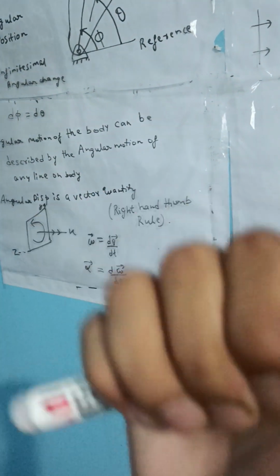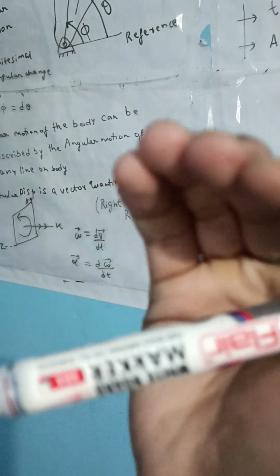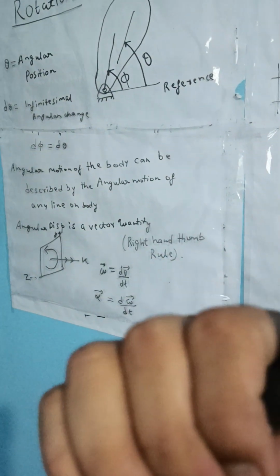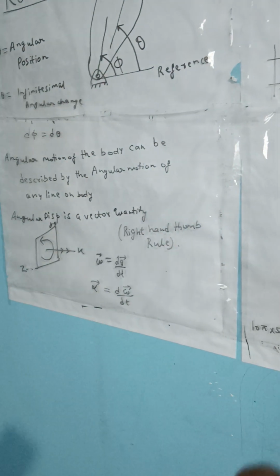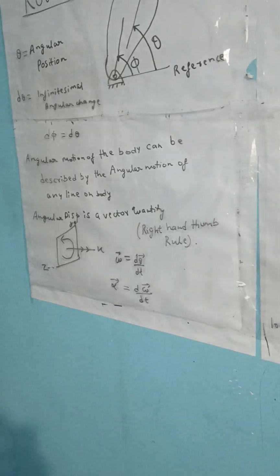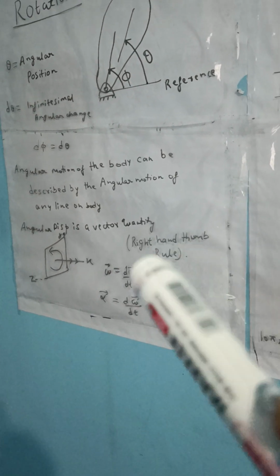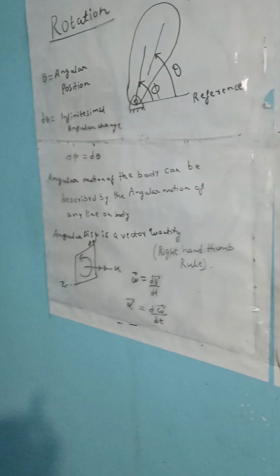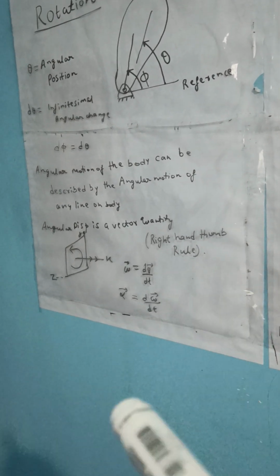Omega will be in the same direction, and alpha will be in the same direction if the body is accelerating while rotating, or if it is retarding, alpha will be inside, which is the right hand thumb rule. Take the curl and the direction of the thumb will give the vector. So omega is the rate of change of angular position. D theta by dt means rate of change of angle, where d theta is angular displacement.